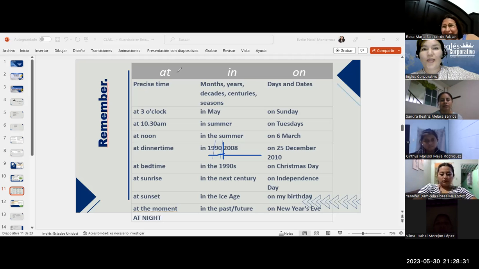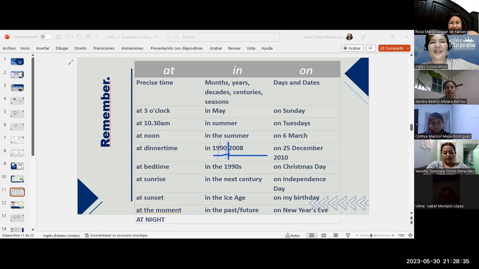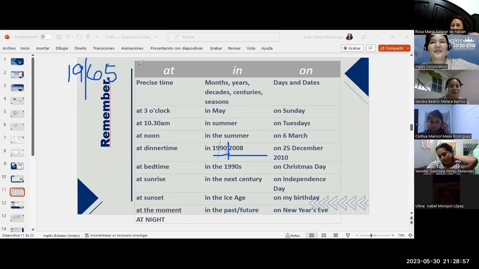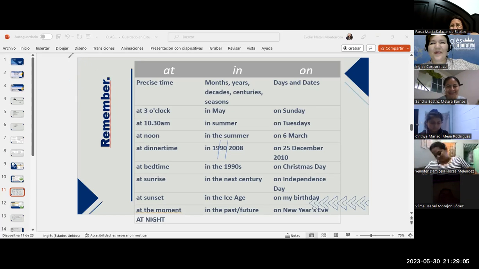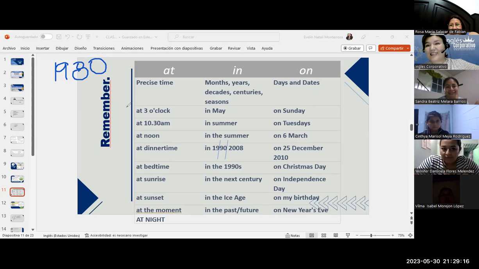Ya se me olvidó, teacher. 1965. Like, okay, 1965. Y lo dividimos, vea. Okay. 1965. Sandra? Sandra Beatriz? Practicando. 19, pero no es como dice 80. 1980. En December. 1980. Okay. Cynthia? In December. 26 de diciembre. Okay, 26 of December.